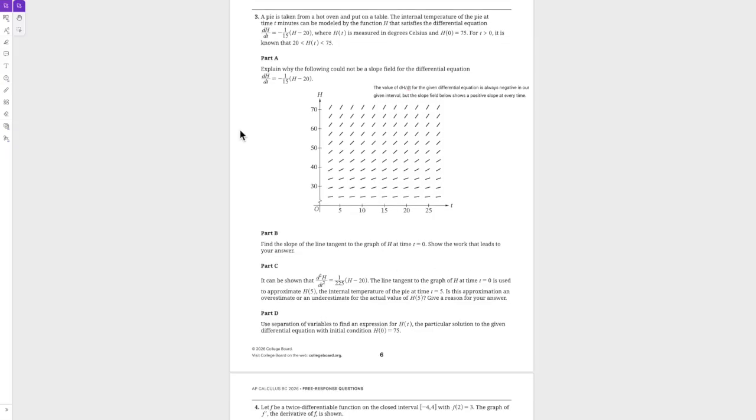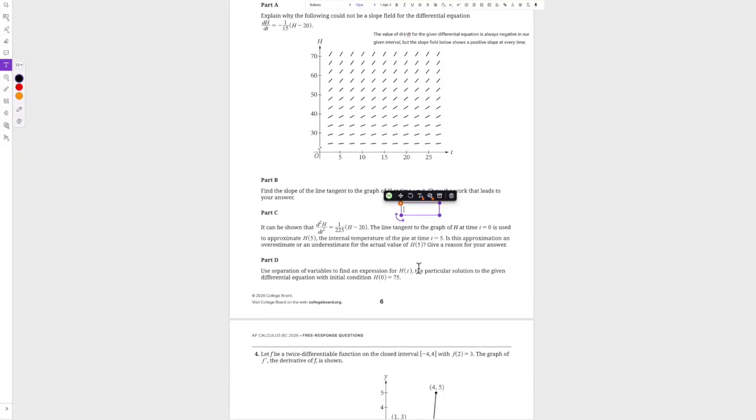Now let's do part C. So it can be shown that d squared h over dt squared is 1 over 225 times h minus 20. Now remember, we know that h of t is always going to be greater than 20, so h minus 20 is always going to be positive. So the second derivative is always positive, meaning our function h of t is concave up. And we use the line tangent to the graph of h at time t equals 0 to approximate h of 5. Is this approximation an over or underestimate for the actual value of h of 5?